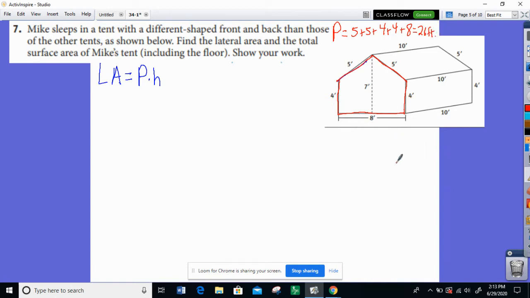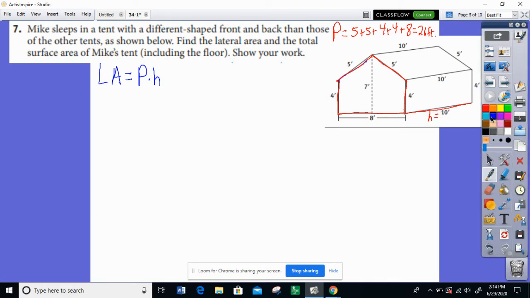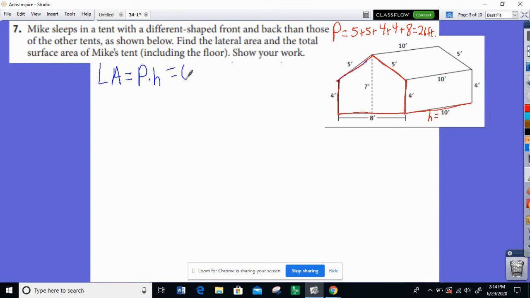And then the height of a prism is always the distance between the two bases. Well, that is going to be this length right here of 10 feet. So we're going to label that our height. So to work out the lateral surface area, that's going to be the perimeter of the base times the height, 10 feet. So in total, that is going to be 260 feet squared.